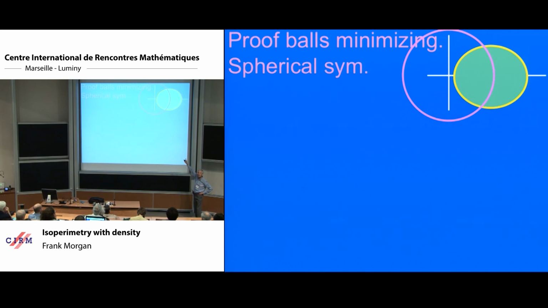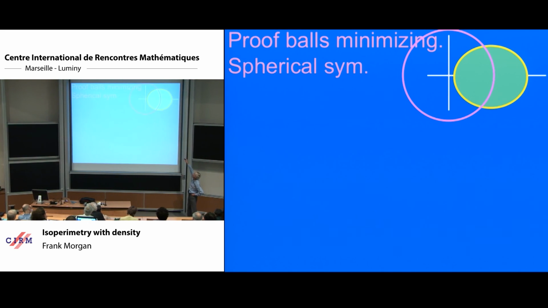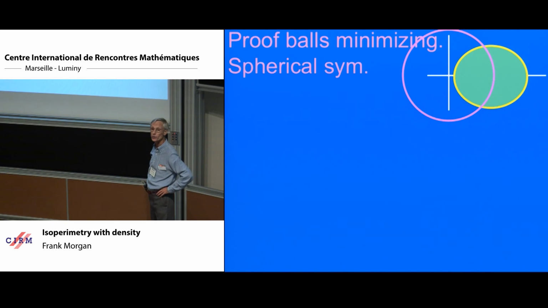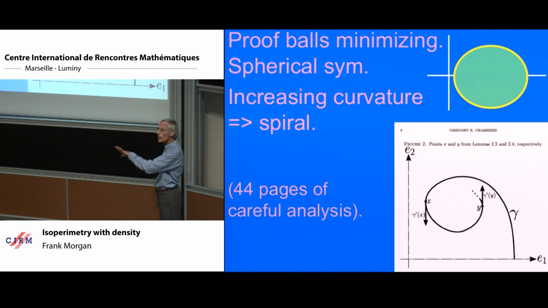The green blob there has already undergone spherical symmetrization because, as you can see, any purple sphere intersects it in a spherical cap centered on the x-axis. And that's the result of spherical symmetrization, maintaining volume and reducing perimeter. And that green blob that you get as a result is now a surface of revolution around the x-axis, so it's completely determined by its generating curve in the plane. So it's really a question about curves in the plane.